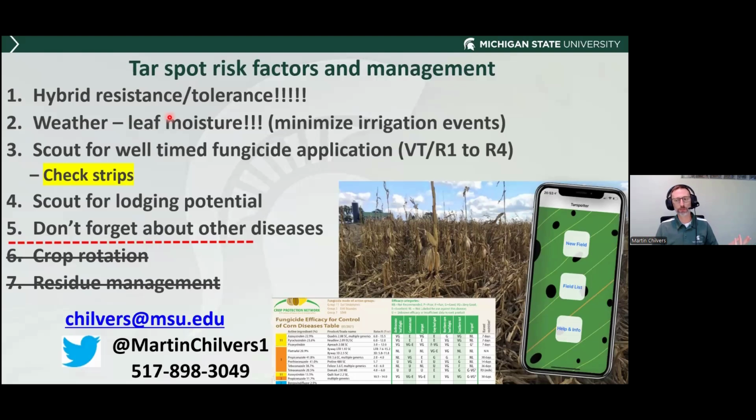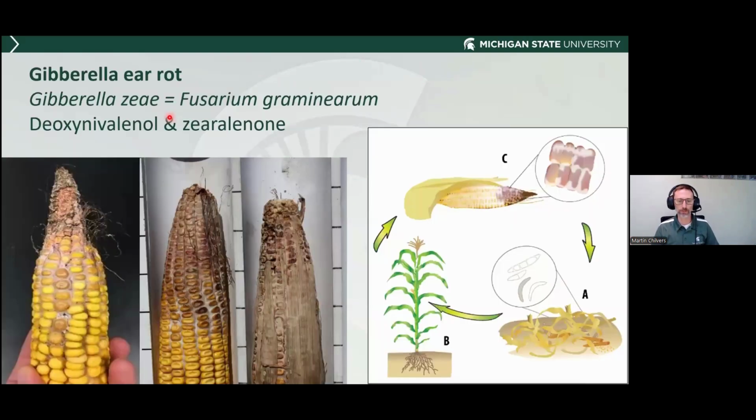Crop rotation and residue management seem to play a very small piece in disease management here. We've seen plenty of tar spot in fields that never had tar spot in them before, and that's partly because the inoculum is all over the state. Fields a few miles away may end up depositing spores in your new cornfield. So be mindful of that.